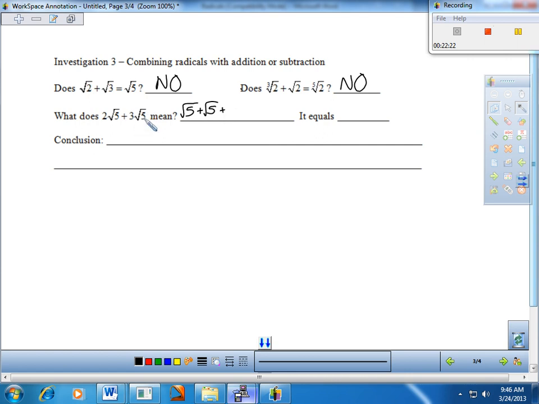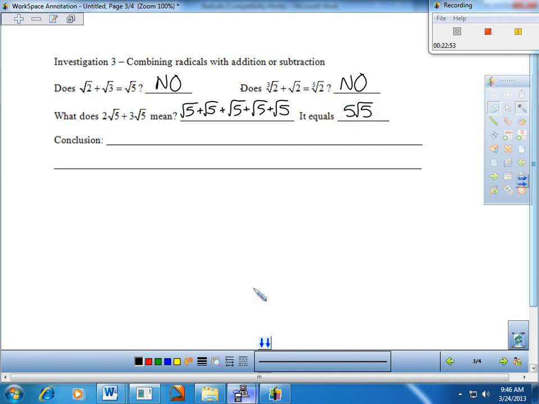What does 3 root 5 actually mean? Well, 3 root 5 is, again, 3 times the square root of 5. Multiplication is repeated addition, so this would mean adding 3 root 5s together. And what would that be equal to? Well, repeatedly adding 5 root 5s is, go figure, 5 times the square root of 5. And so you can see that this is equal to this right here.